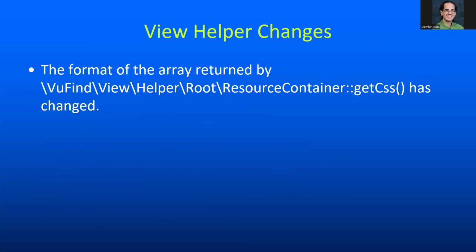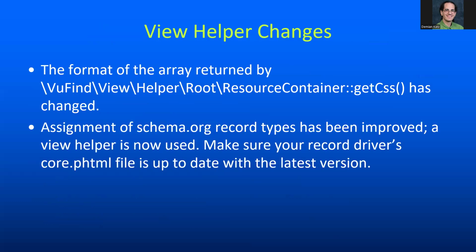There have also been a couple changes related to view helpers. The array format returned by the resource container's get CSS method has changed to support the new and improved configuration format. And the assignment of schema.org record type metadata has been improved. It now comes from a view helper. So if you have a custom core metadata template for one of your record drivers, you'll want to make sure that it takes advantage of this new mechanism.